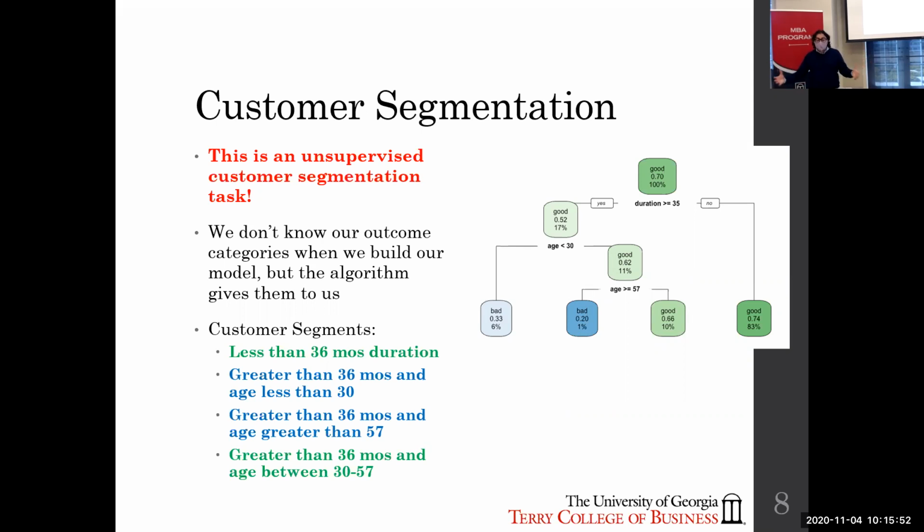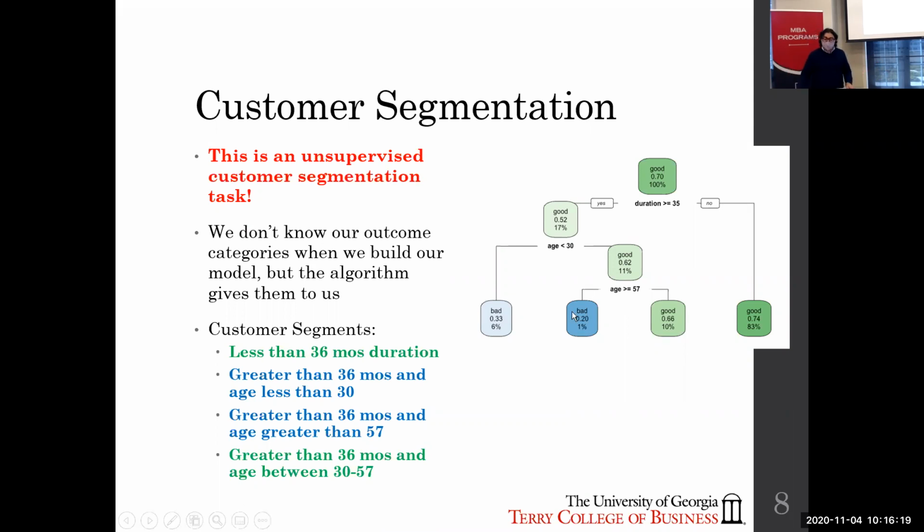And so what are we doing? We're creating customer segments. That's what these things on the bottom are. So we have a customer segment for people that have a short-term loan, less than 36 months. We have a customer segment for greater than 36 months and age less than 30, a customer segment for greater than 36 months and age greater than 57, and then greater than 36 months of loan term and sort of medium-term age, right? And so what does this tell us?